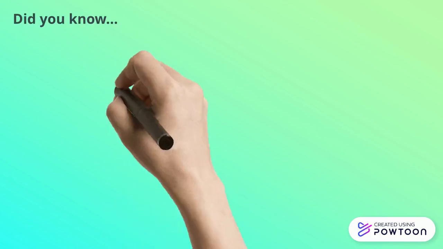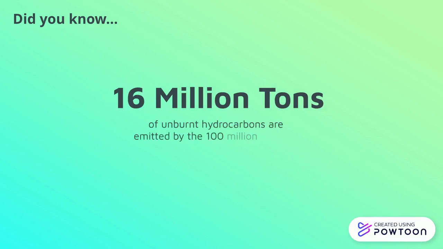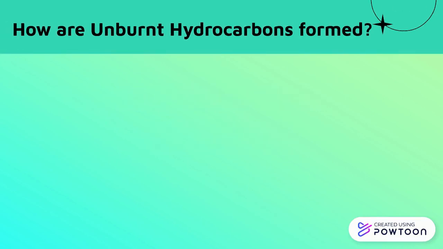But before we look at how exactly these unburnt hydrocarbons are made, did you know that 16 million tons of unburnt hydrocarbons are emitted by the 100 million vehicles in the United States every year? So how are unburnt hydrocarbons formed?